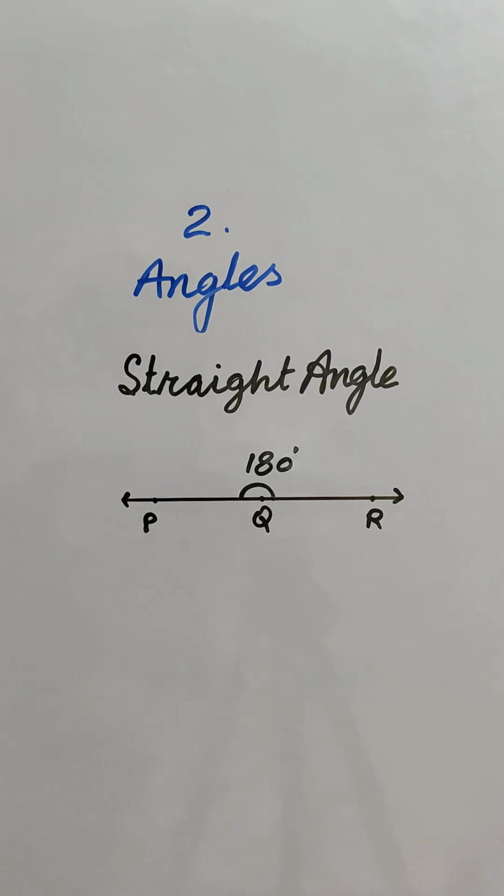A straight angle. PQR is a straight angle since its measure is 180 degree. If two arms of an angle lie along the same straight line, as here QP and QR, but point towards opposite directions, then the angle is called a straight angle. And as I told you, its measure is always 180 degree.